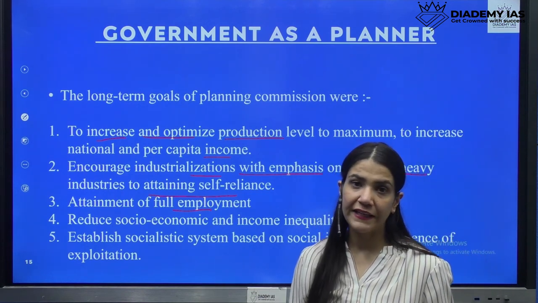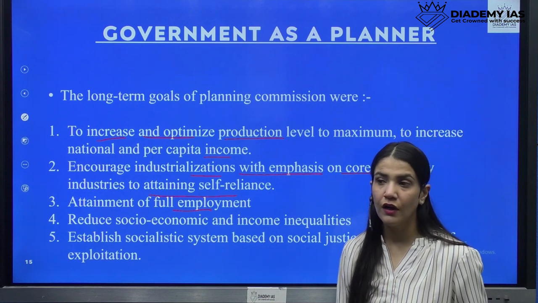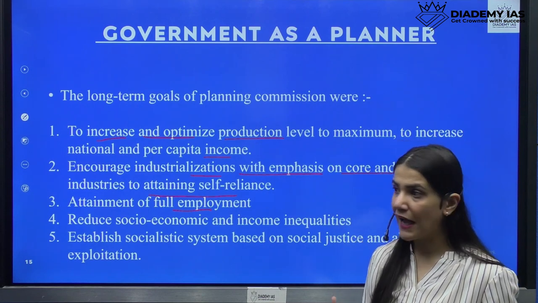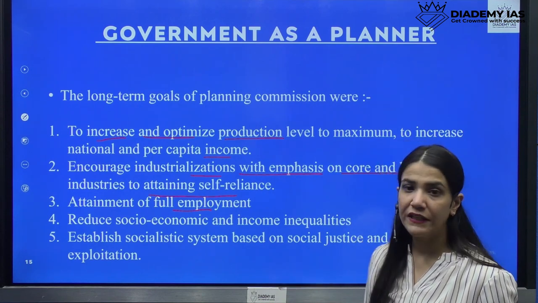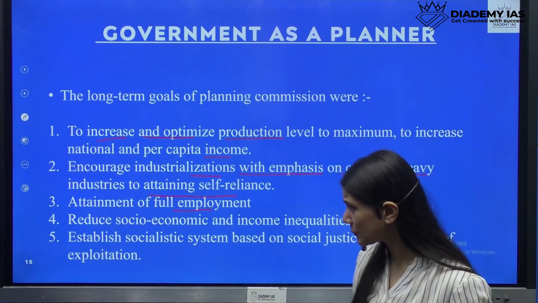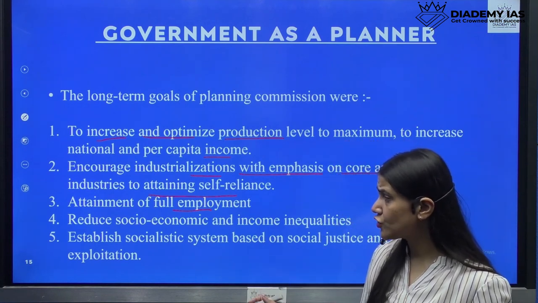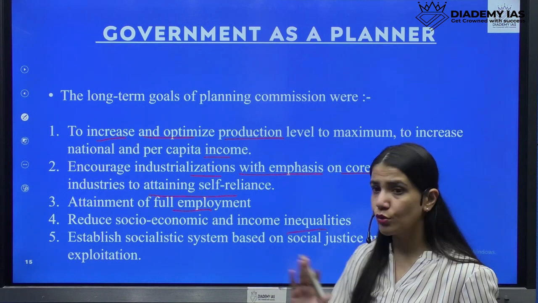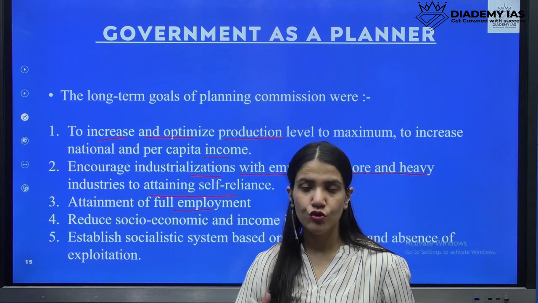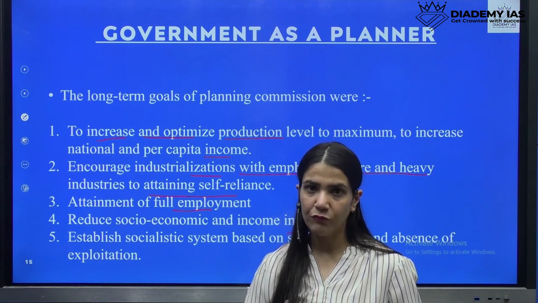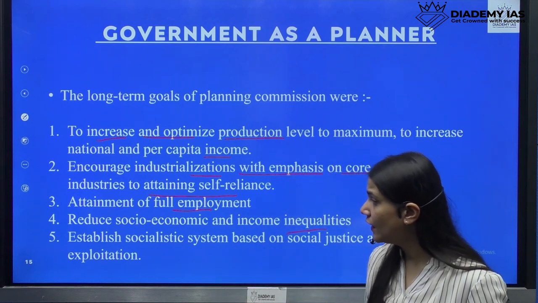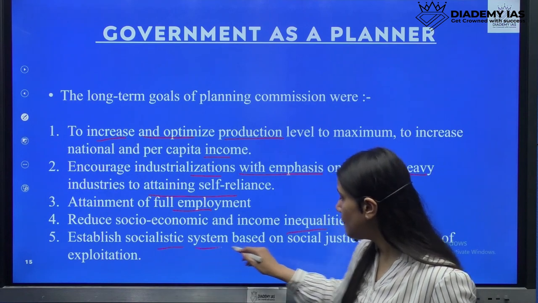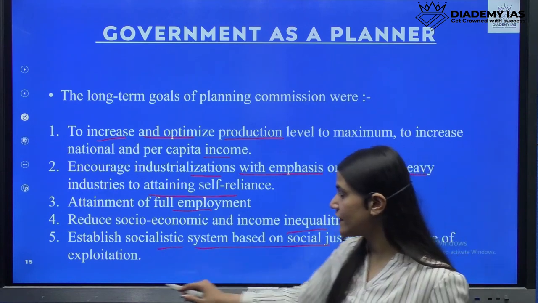So everybody will get that skilled labor approach of utilizing their manpower and optimally using it to attain full employment. Then there is reduction of the socio-economic and income inequality. So the socio-economic and income gap would be filled here, right? Establishing of a socialist system based on social justice and absence of exploitation.